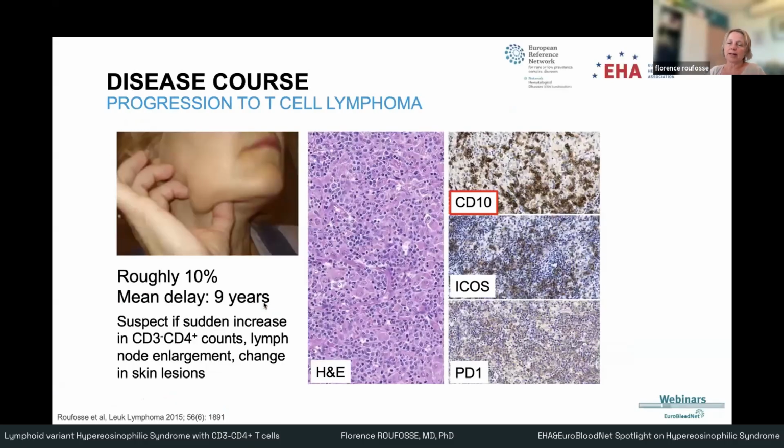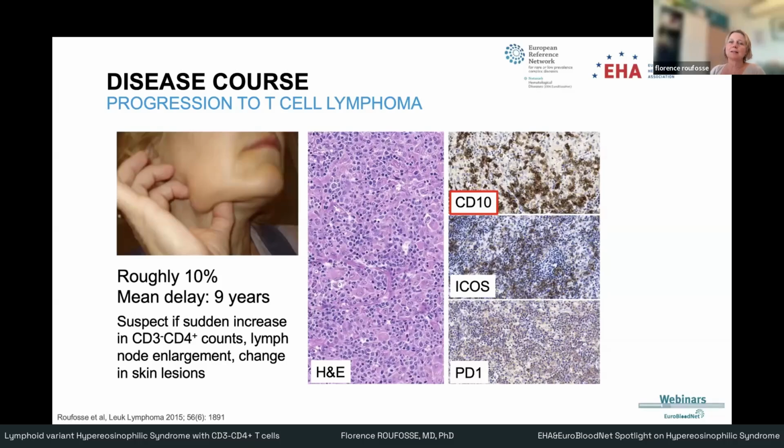Another important thing to underline: I said this is an indolent lymphoproliferative disorder. Some patients will actually progress to T-cell lymphoma. And this is the example of one of our patients, published as a case report, who came into the clinic with a very, very sudden enlargement of a lymph node, as you can see here.